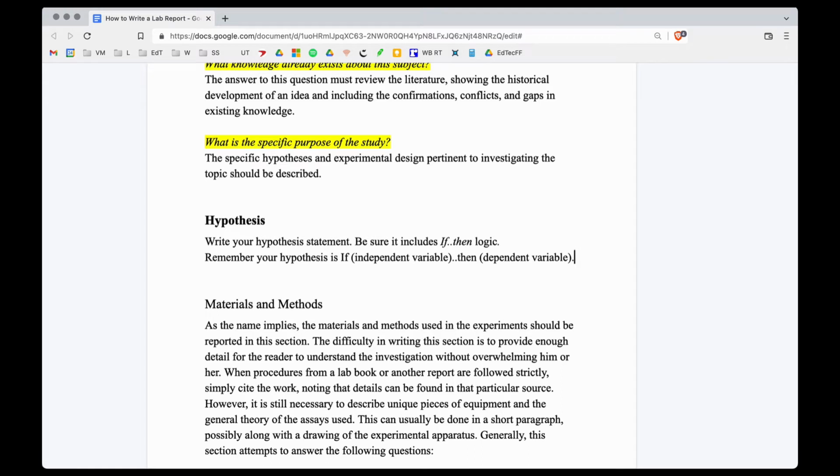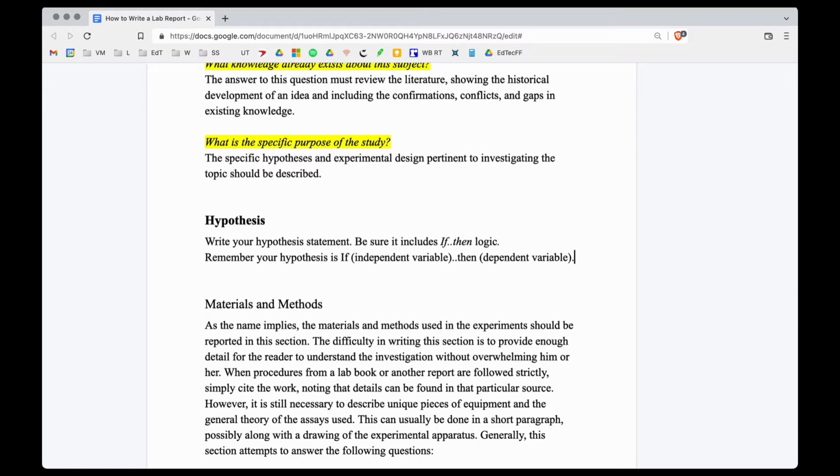So I know in that scenario, the independent variable is salt, different concentrations of salt, and the dependent variable is the time it takes for the water to boil. I want you writing this way because I want your middle school and high school students to understand the if-then logic, that it includes the independent and the dependent variables.